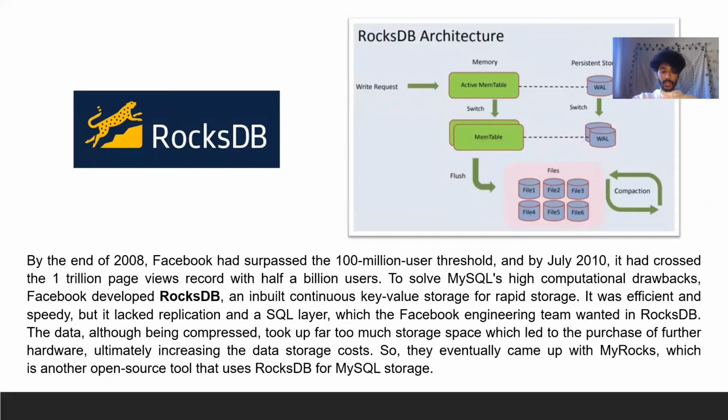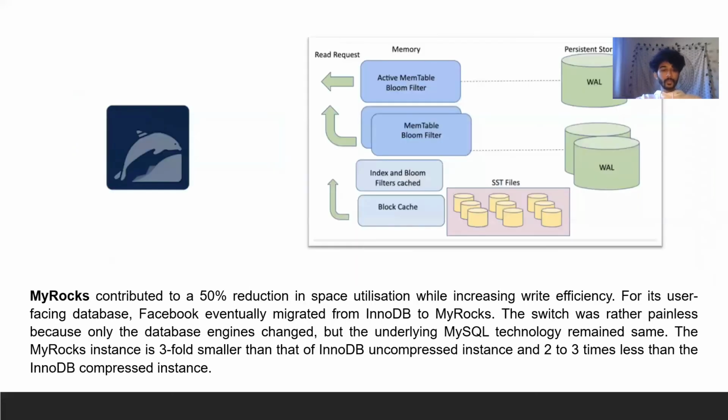By the end of 2008, Facebook had surpassed a 100 million user threshold, and by July 2010, it had crossed the 1 trillion page views record with half a billion users. To solve MySQL's high computational drawbacks, Facebook developed RocksDB, an inbuilt continuous key value storage for rapid storage. The Facebook engineering team wanted RocksDB to be efficient and speedy. The data, although being compressed, took up far more storage space, which led to purchase of further more hardware, which increased the data storage cost. MyRocks contributed to a 50% reduction in space utilization while increasing the write efficiency.